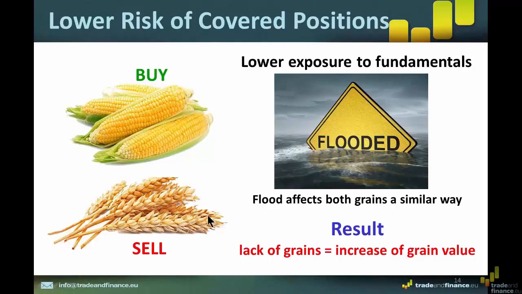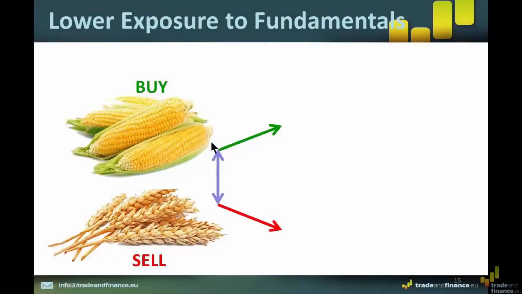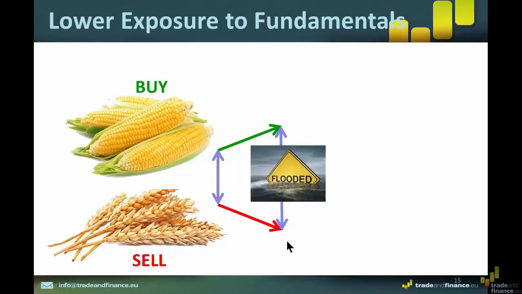So what's going to happen in the case of commodity spread trading? If we bought corn and sold wheat, initially our trade would develop as we expected. The spread between them would keep increasing. We can see it here. But then suddenly the flood would come. We know that the price of both commodities would very likely go up because suddenly there would be a lack of these commodities on the market.